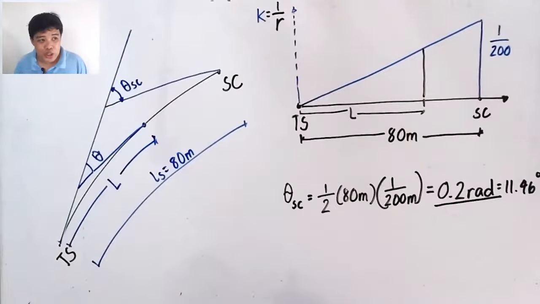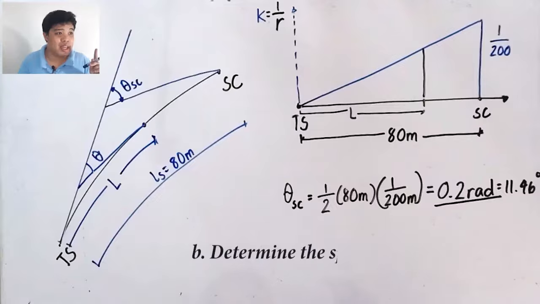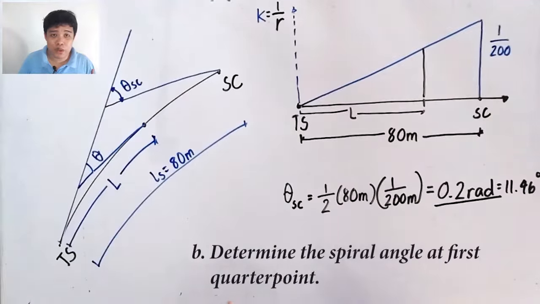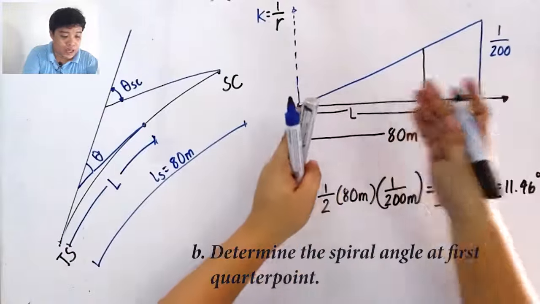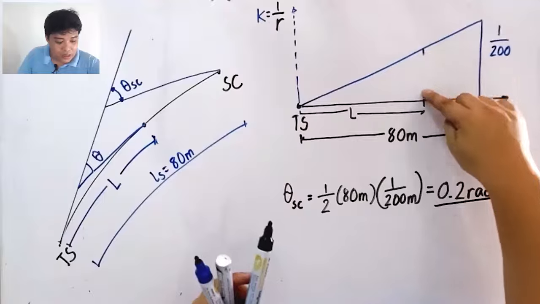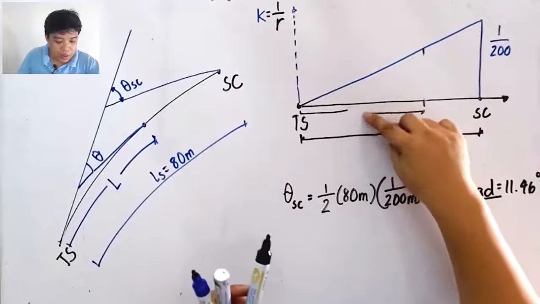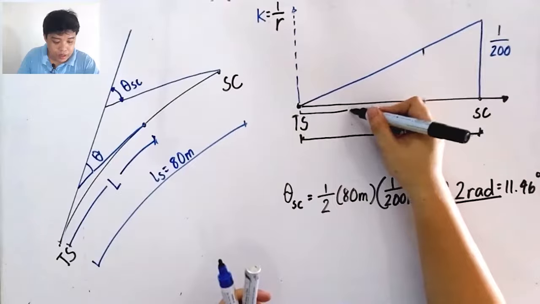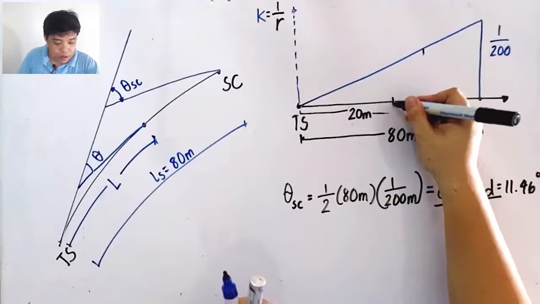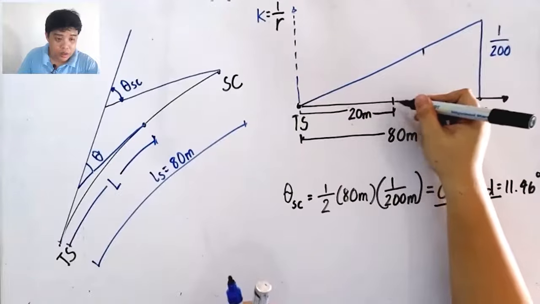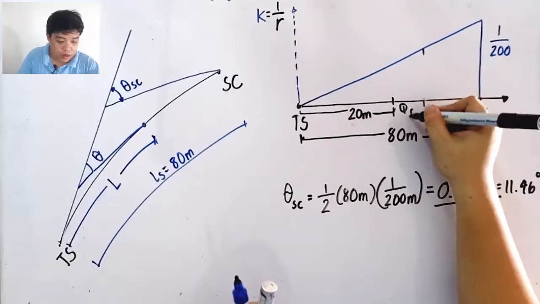And the next question is determine the spiral angle at first quarter point. So the first quarter point would be the 1/4 distance from TS to SC. So definitely, the first quarter point is located 20 meter from TS. Let me say that this is 20 meter, and this is not to scale. Let me say that this is the first quarter point, let me call it Q sub 1.